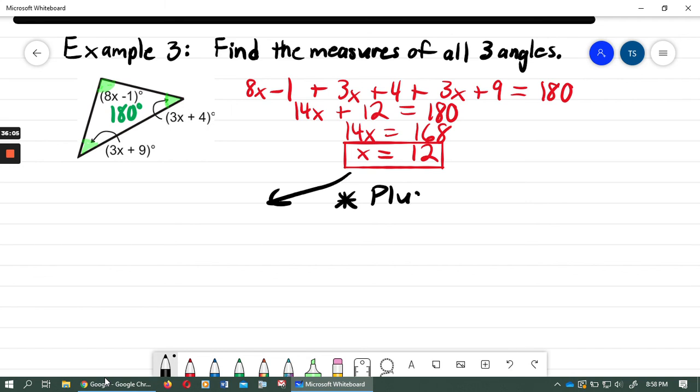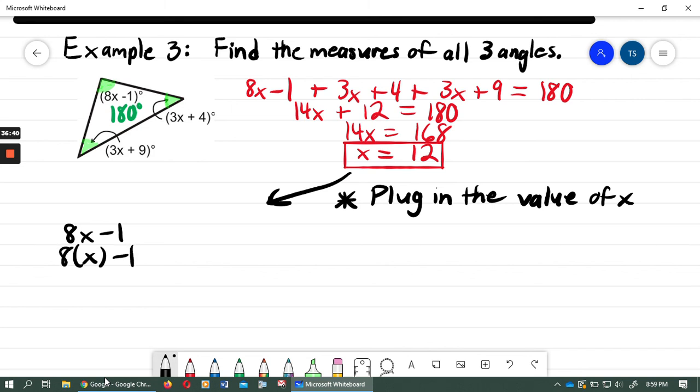Okay, I didn't mean to write my U like that, but it's all good. Alright, so we need to plug in the value of x into all 3 of those expressions. And then we can know for sure what all 3 of these angle measurements really are. Alright, so one of these was 8x minus 1. And so when we plug in that x value, 8x minus 1, right?